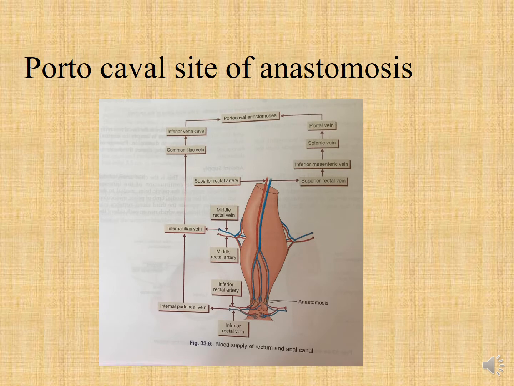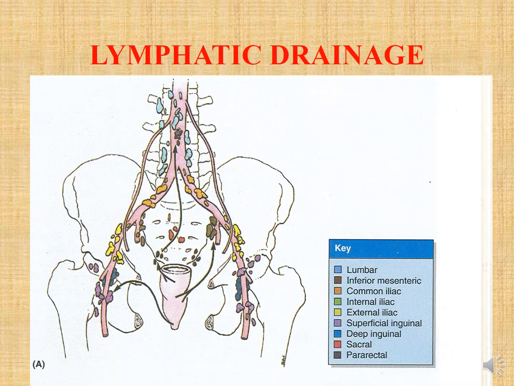Dilatation of the veins is there, which at certain times will result in bleeding per rectum. So here we can see how the various veins of the rectum are the site of portocaval anastomosis. Here we can see the superior rectal vein draining into the inferior mesenteric vein, then the splenic vein, and ultimately the portal vein. And the middle and inferior rectal veins are draining into the inferior vena cava. So they are the site of portocaval anastomosis.